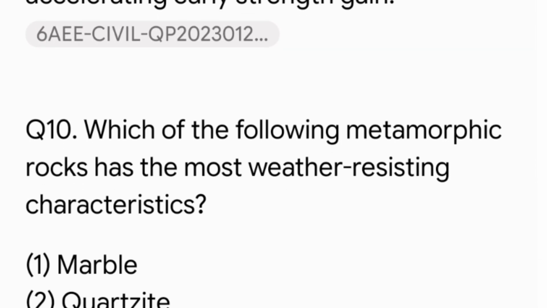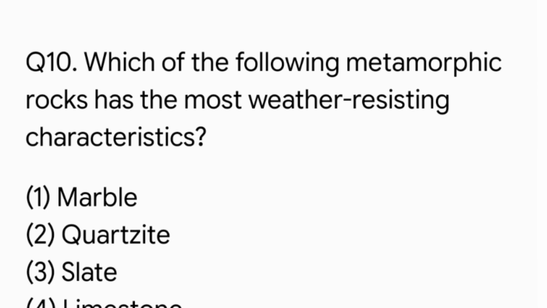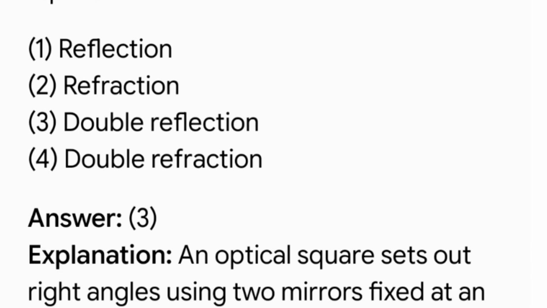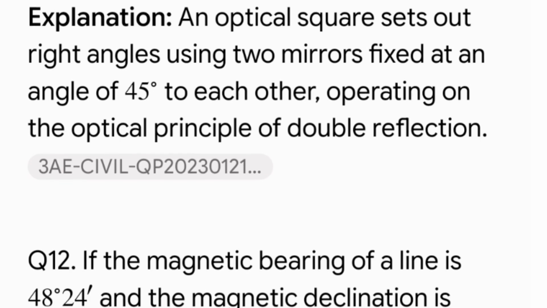Next question. Which of the following metamorphic rocks has the most weather resisting characteristics? Correct answer: quartzite. Next question. The working principle of an optical square is based on? Correct answer: double reflection.